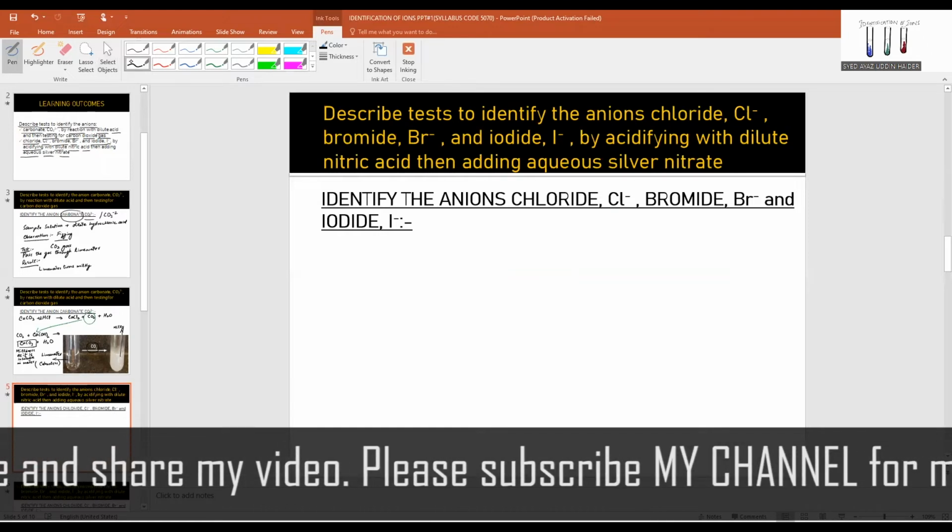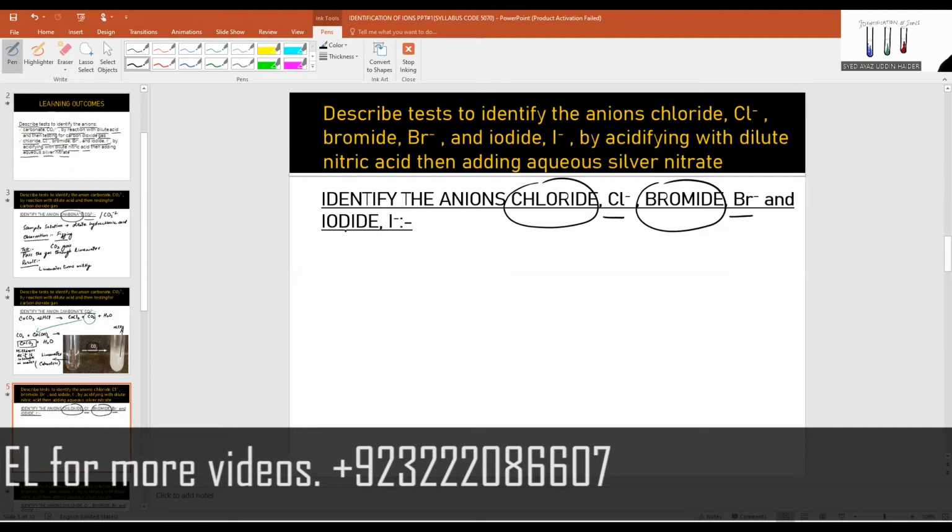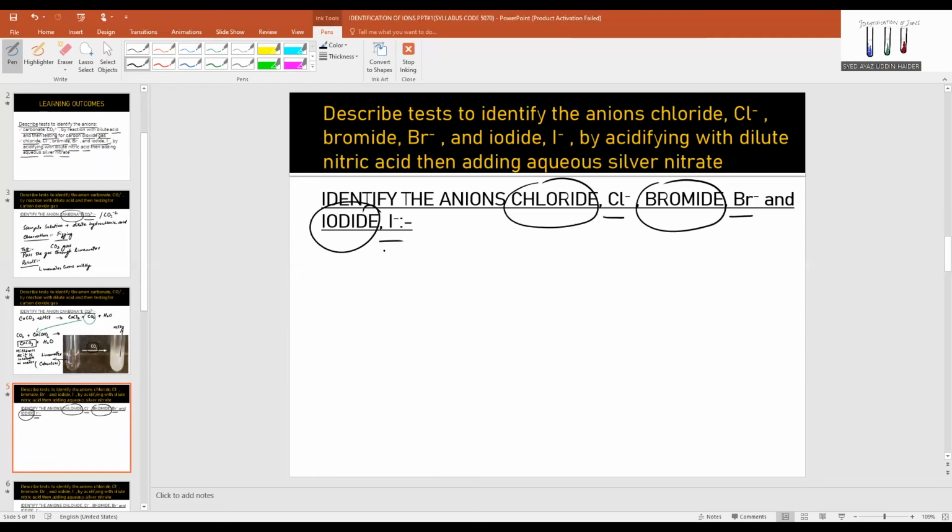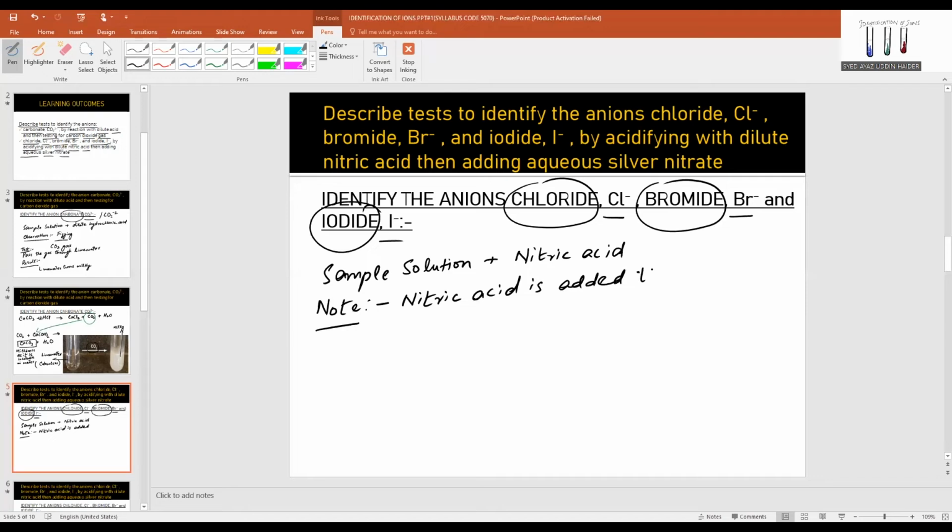Now identify the anions: chloride, Cl-, bromide, Br-, and iodide, I-. For testing the presence of chloride, bromide, and iodide ions, we will add nitric acid first to the sample. We'll write sample solution plus nitric acid. Nitric acid is added to destroy any carbonate present in the solution.